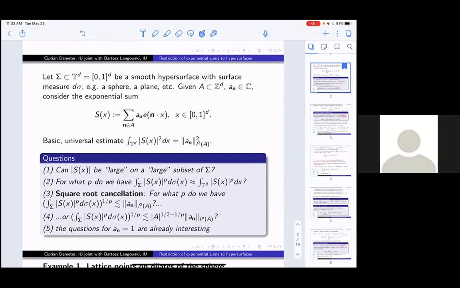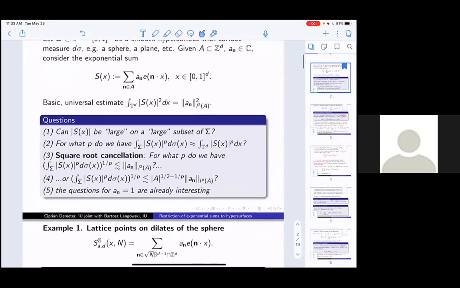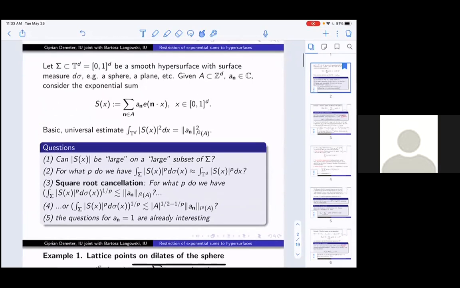And you can think about the sphere, the cone, the cylinder, the paraboloid, etc. And the natural surface measure associated with the surface sigma is going to be denoted by d sigma. And whatever exponential sum you consider, there is this basic estimate, the L2 orthogonality, which says that the L2 norm of the exponential sum on the torus, and the torus is identified with [0,1] to the d, is equal, in fact, to the L2 norm of the weights.